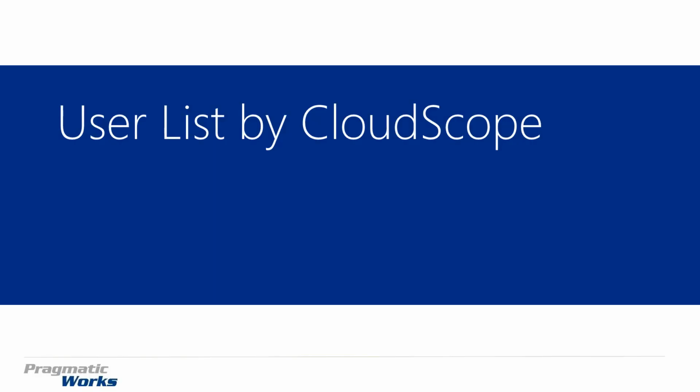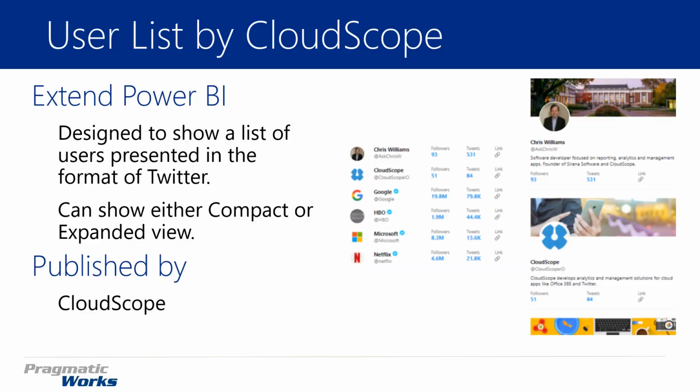Hi, welcome back to the Power BI Custom Visuals course, and in this module we're going to be looking at the User List by CloudScope. Now this visual is really designed to show a list of users presented in the format of Twitter. You can see on the right hand side there are two different ways you can show it. You can either show it in the compact view or the expanded view to be able to see more or less information about the data that you're storing.